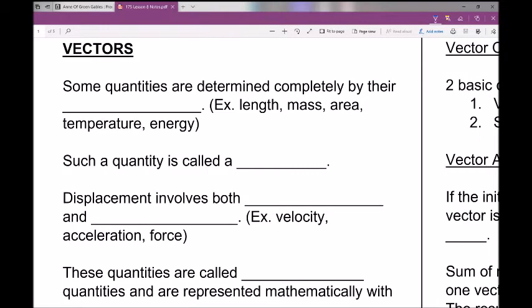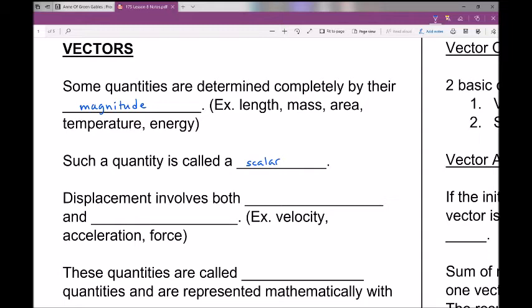So some quantities are determined completely by their magnitude, and some examples of this are length, mass, area, temperature, energy. So these are those quantities that don't have a direction, they just have a length or a magnitude. And we call such a quantity a scalar. So these are just your run-of-the-mill numbers like 1, 2, 3, 4, 5, 1/2, pi, those kinds of things.